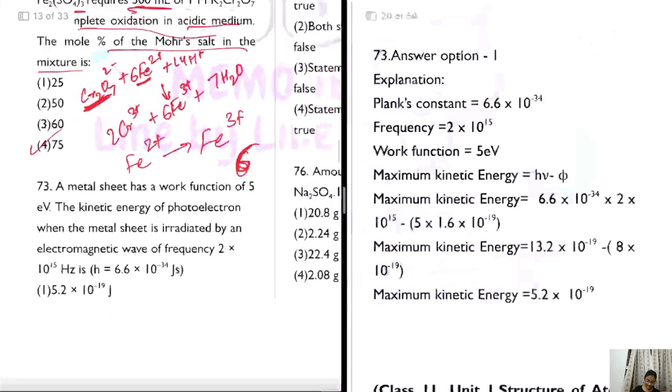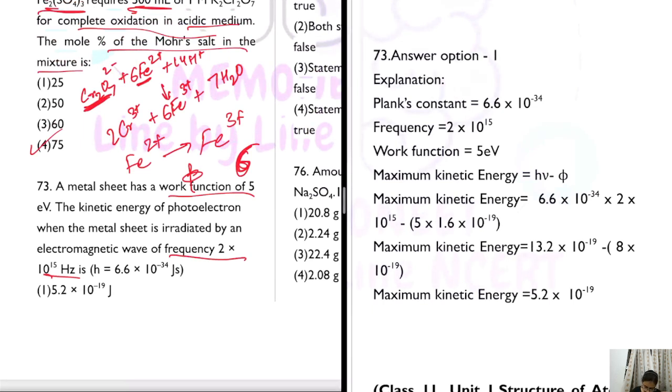A metal sheet has a work function of 5 electron volt. The kinetic energy of photoelectron when the metal sheet is irradiated by an electromagnetic wave of frequency 2 into 10 to the power 15 hertz is? What formula we will use? Maximum kinetic energy is equal to h nu minus h nu naught. So we have to find the maximum kinetic energy.